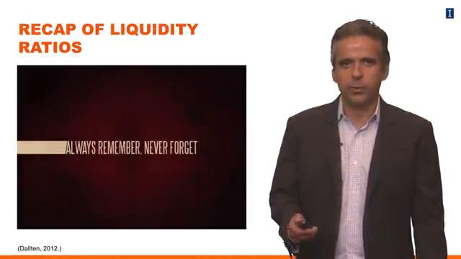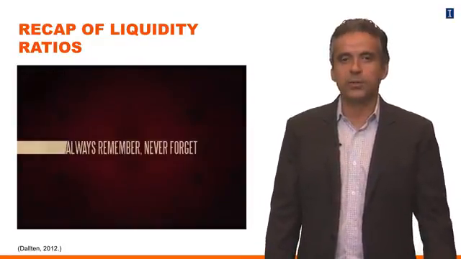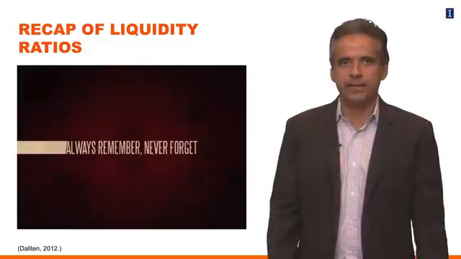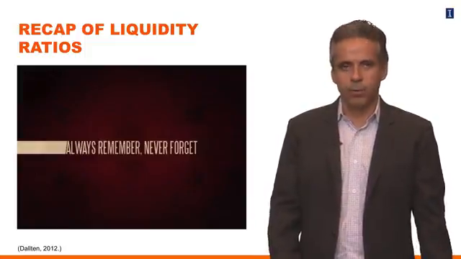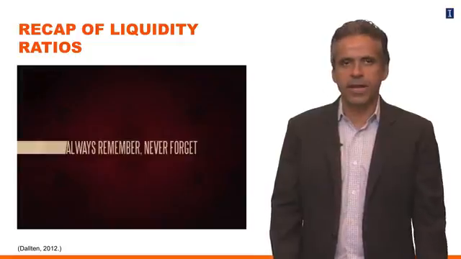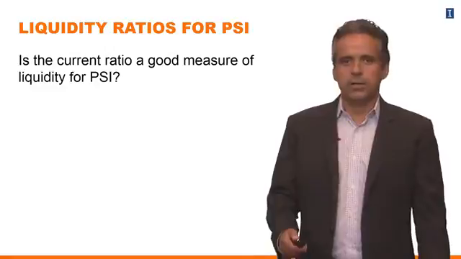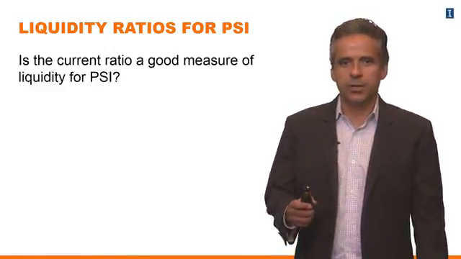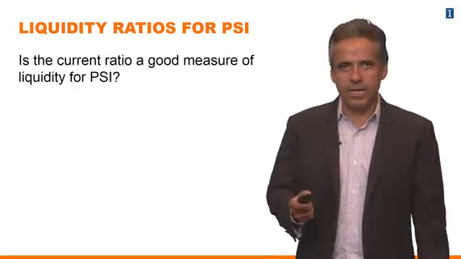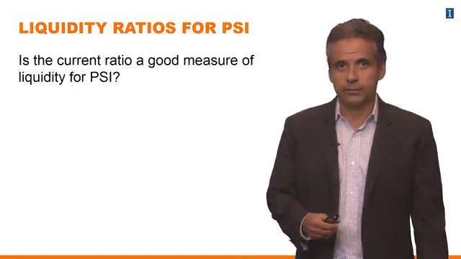You should be experts at calculating these ratios already, right? So it's a good time. If you forgot the liquidity ratios, this is a good time to do a recap, right? And go back to Module 1 and remember how to calculate these ratios and what they mean, okay? So first question, is the current ratio a good measure of liquidity for a company like PSI? This is a topic that we covered in Module 1, right?